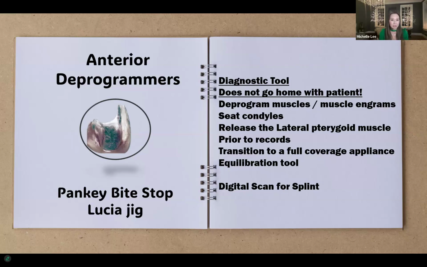It deprograms muscles and muscle engrams incredibly well. It seats the condyles, it releases the lateral pterygoid muscle. You can also use it prior to record taking. We can transition to a full coverage appliance. We're also utilizing this as an equilibration tool. And I'm also utilizing this for a digital scan sort of bite for splint therapy. And I'll show you that later on.